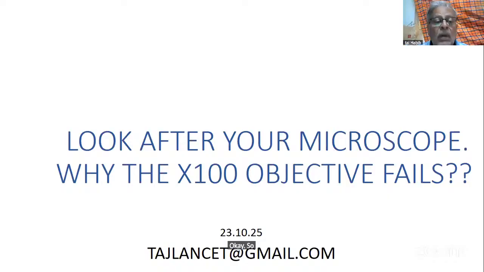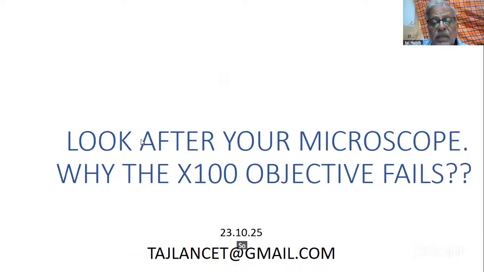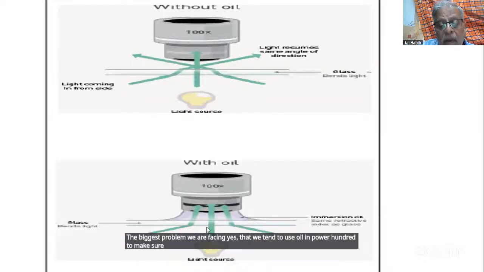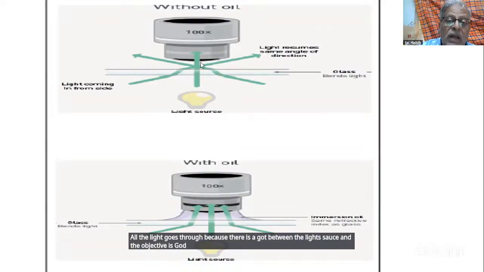So, how to look after your microscope and make sure your power 100 objective lasts for 5 years or more. The biggest problem we are facing is that we tend to use oil in power 100 to make sure all the light goes through, because there is a gap between the light source and the objective. This gap has to be covered, otherwise light escapes.